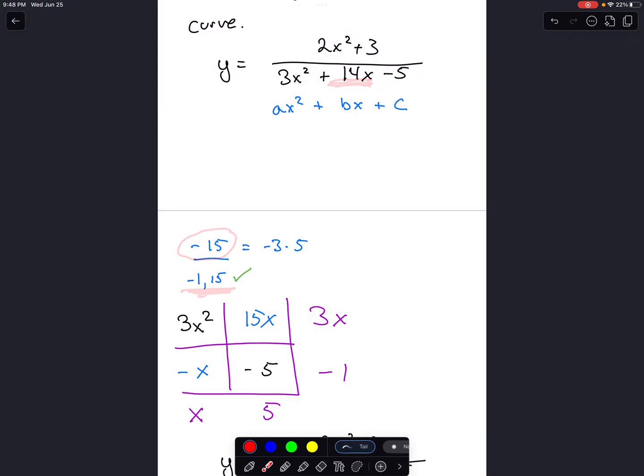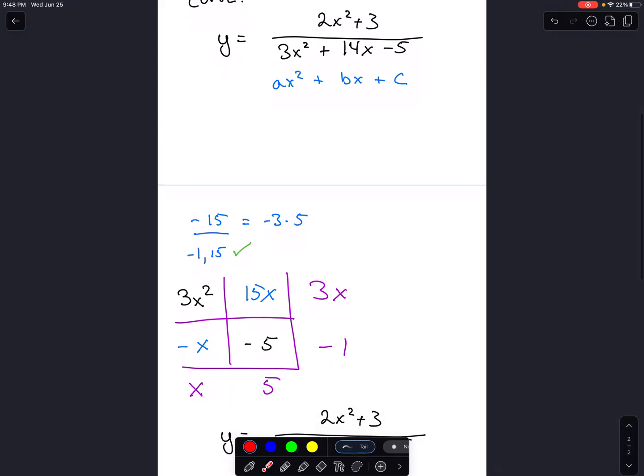If this didn't work, I was going to try 2, but I don't think there's a 2. I could have done negative 3 and 5, and just gone through all the factors. So then once we had those two numbers, we went into this technique called the box method.